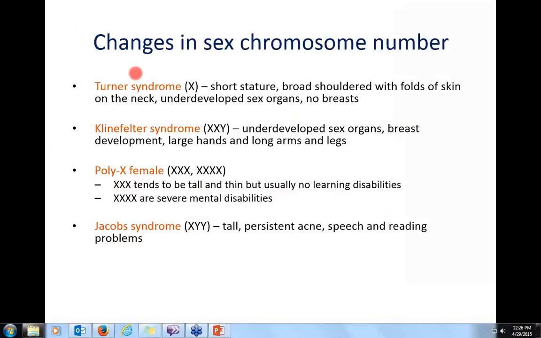Now, if you are missing one of your sex chromosomes, so you just have an X, that's referred to as Turner syndrome. Sometimes you can get two X's and a Y, that's Klinefelter's. Poly-X means you can have three X's or four X's. And then Jacob's syndrome is having two Y's.